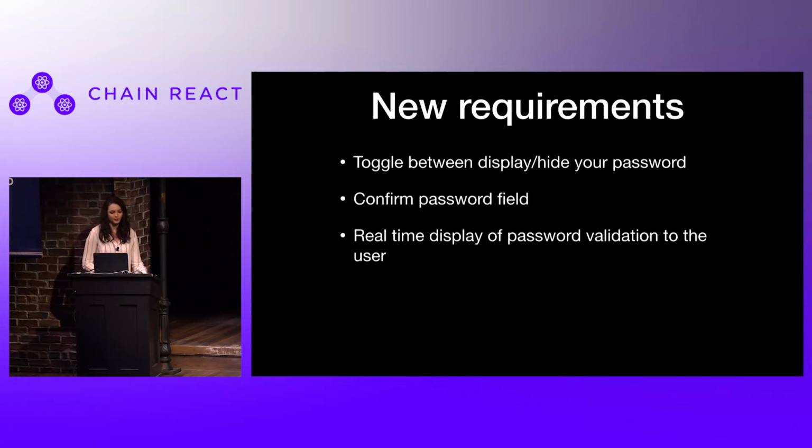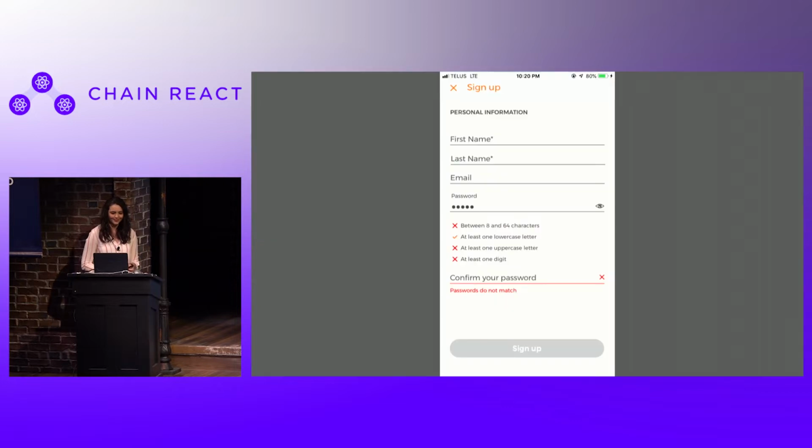So we have new requirements. Now we want to toggle between displaying and hiding the people's passwords. And we also want a confirm password field, because these are great, right? And also we want to show the password validation in real time. So, you know, all those complicated rules. We want to show check marks and X's and all that, just to show as you're writing. So as you're writing this logic, you realize, damn, this file's getting damn long. I don't know if I like this.